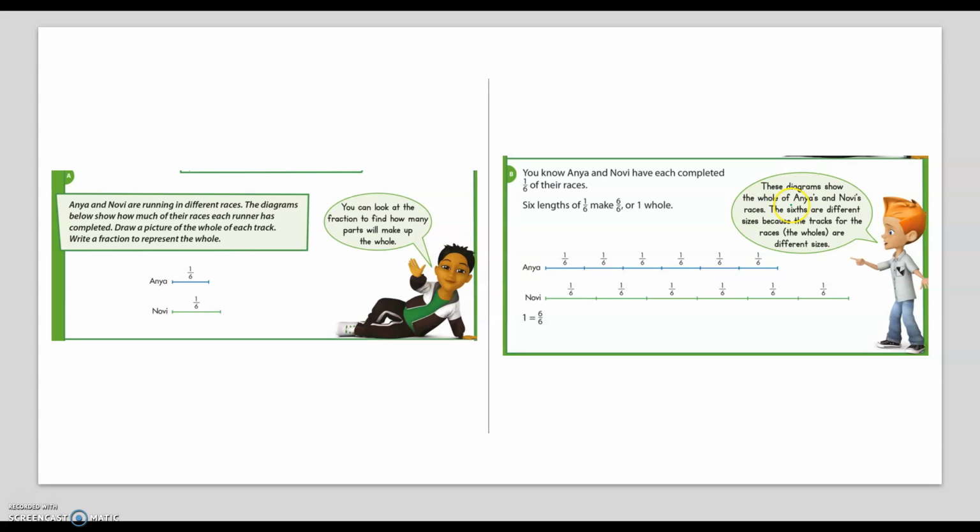The diagrams show the whole of Anya's and Novi's races. The sixths are different sizes because the tracks for the races, the wholes, are different sizes. So, just because your whole is a different size doesn't mean that they can't be split into the same amount of pieces. Think about if you make cookies. Not all of your cookies are going to be the same size, right? If you're splitting your cookies into pieces, that means that your pieces are now going to be different sizes as well.